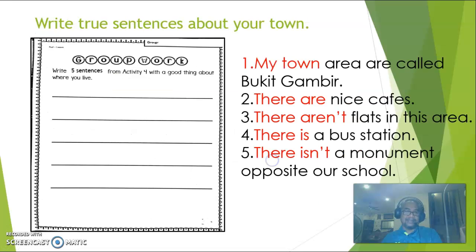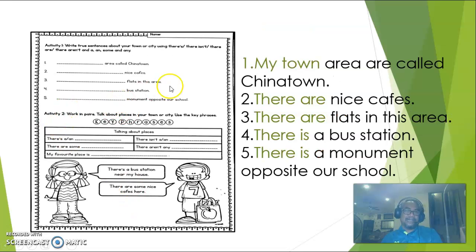Next, write five sentences about your town. For example, my town area is called Bukit Gambir. There are nice cafes. There are not flats in this area. There is a bus station. There isn't a monument opposite our school. Just write 5 sentences. Complete your handouts.